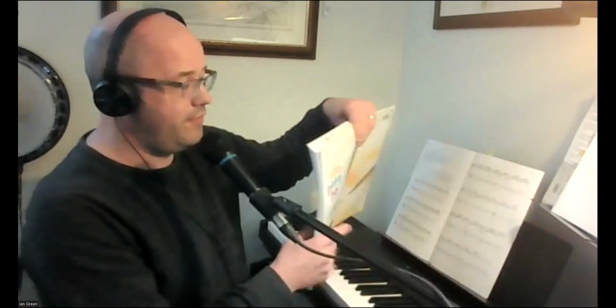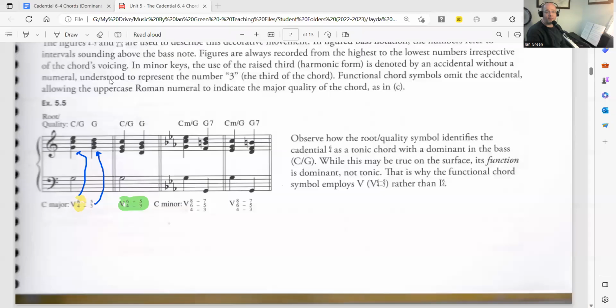Today we are going to be working on the V6453 progression, which is kind of a fancy way to resolve a dominant chord going to a tonic chord. And this can be found in Unit 5 of the Celebrate Harmony books, Level 9. What we're going to be doing is I will share my screen and work on a couple of ideas with you.